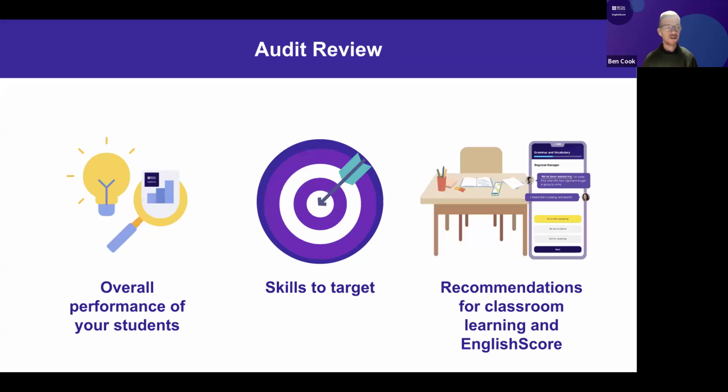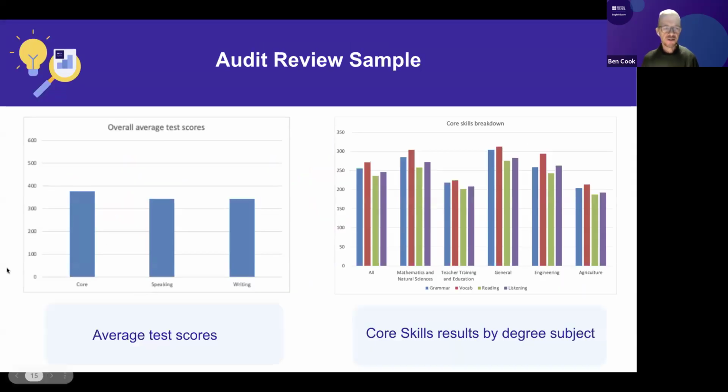So what does this look like in practice? Well, let's have a look at a few examples. This is an example of drilling in or looking at the overall performance of students. You can see on the left-hand side here, we've given average test scores. You've got core skills, which is grammar, vocabulary, reading and listening. On the left, in the middle, you've got speaking, and on the right, you have writing.